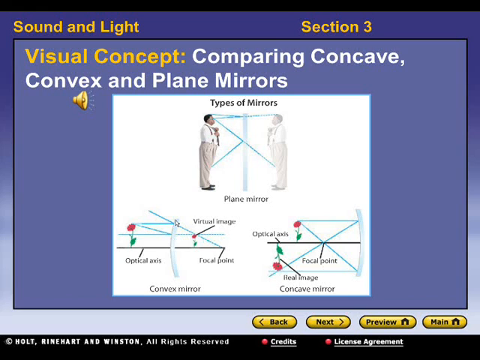Okay, so the three types of mirrors here. A convex mirror, where it's bulging out, with an object in front of it, produces a virtual image behind it, where the image looks like it's behind the mirror. In a convex mirror, this will always be the case. It'll always produce a virtual image no matter where the object is.